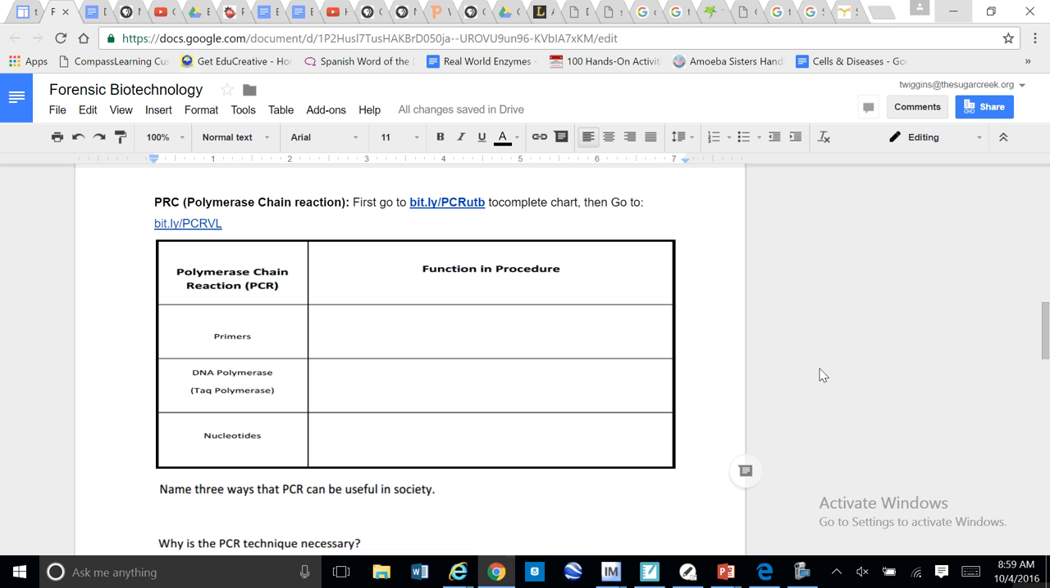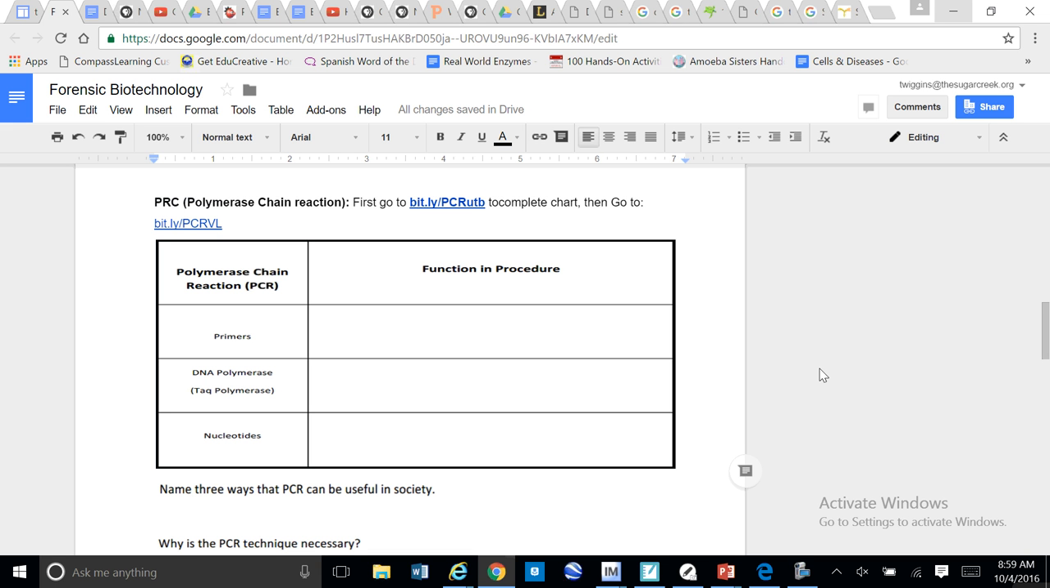All right, DNA polymerase. What was the function of that procedure? What happened there, Kylie? It replicates DNA at very high temperatures. So it's going to go through that process of replicating it. It's not the RNA polymerase, it's DNA.